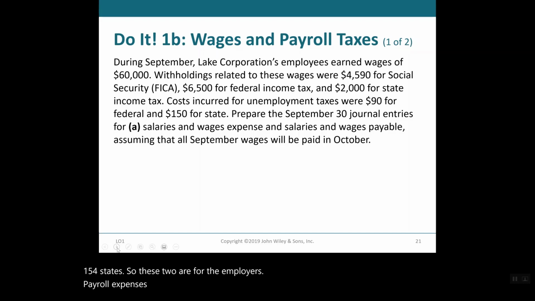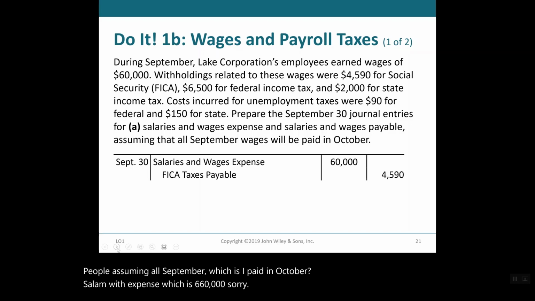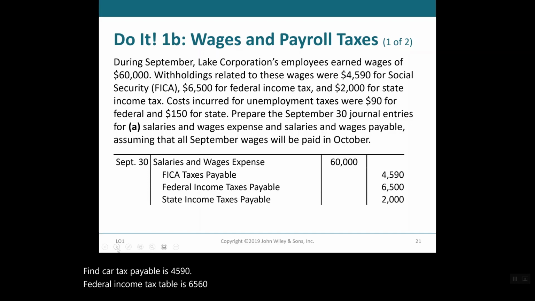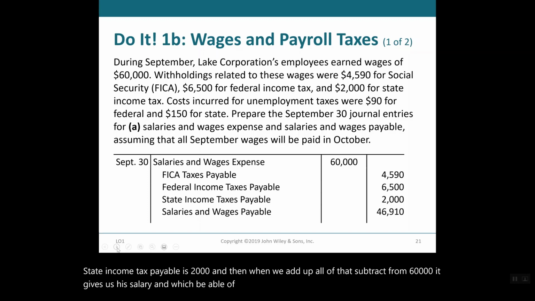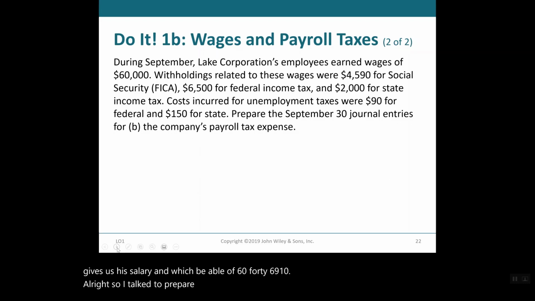Okay, salary and wages expenses are payable assuming all September wages are paid in October. Okay, so we have salary and wages expense, which is 600,000. Sorry. FICA tax payable is 4,590. Federal income tax payable is 6,500. State income tax payable is 2,000. And then when we add up all of that, subtract from 600,000, it gives us a salary and wage payable of 46,910.